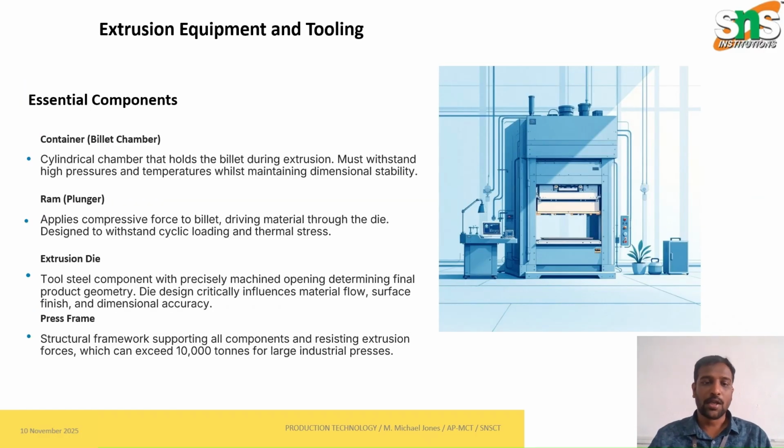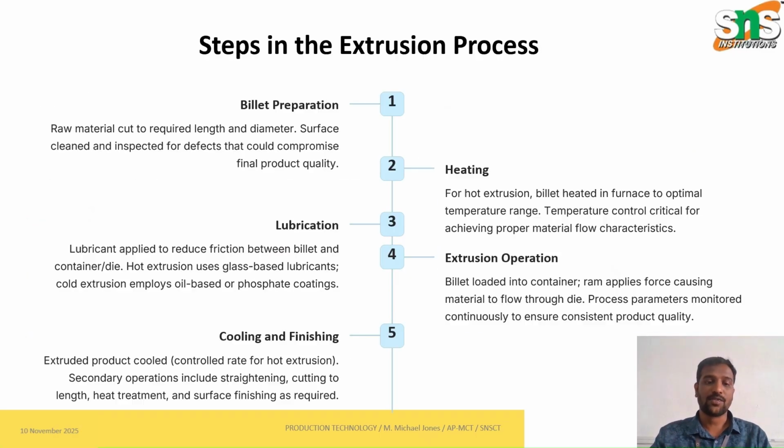Then extrusion equipment and tooling. We'll have a container, a ram, an extrusion die, and the press or the frame or structure. In the container, we'll have the billet. The ram is the plunger that applies the force. The extrusion die is the die that causes the required shape. Only through the extrusion die will we get the required shape. Then the frame is the entire supporting structure that holds the fixture.